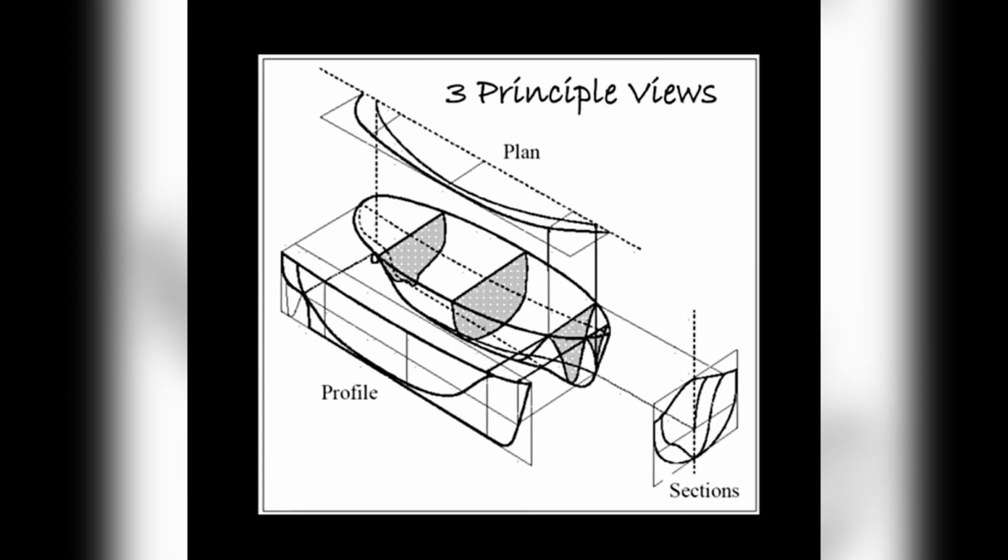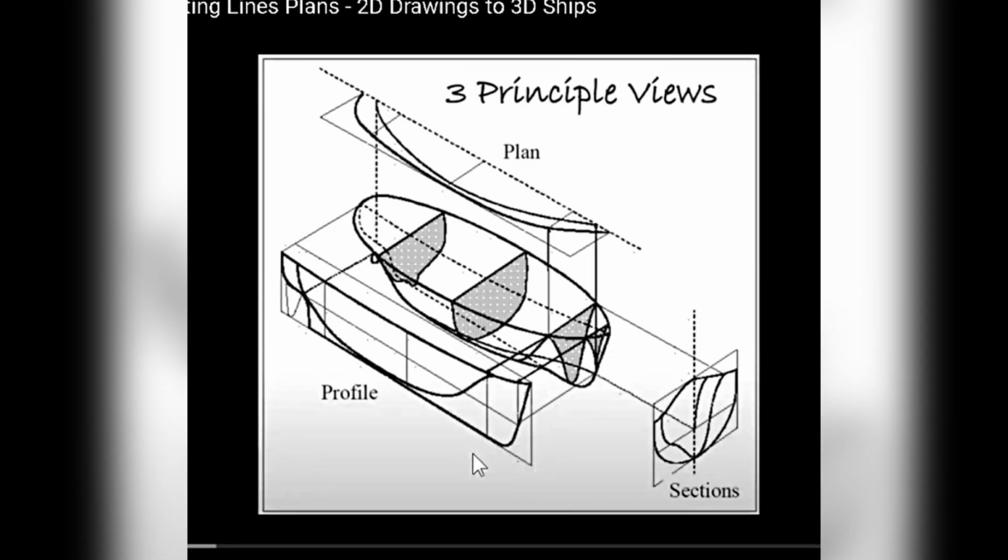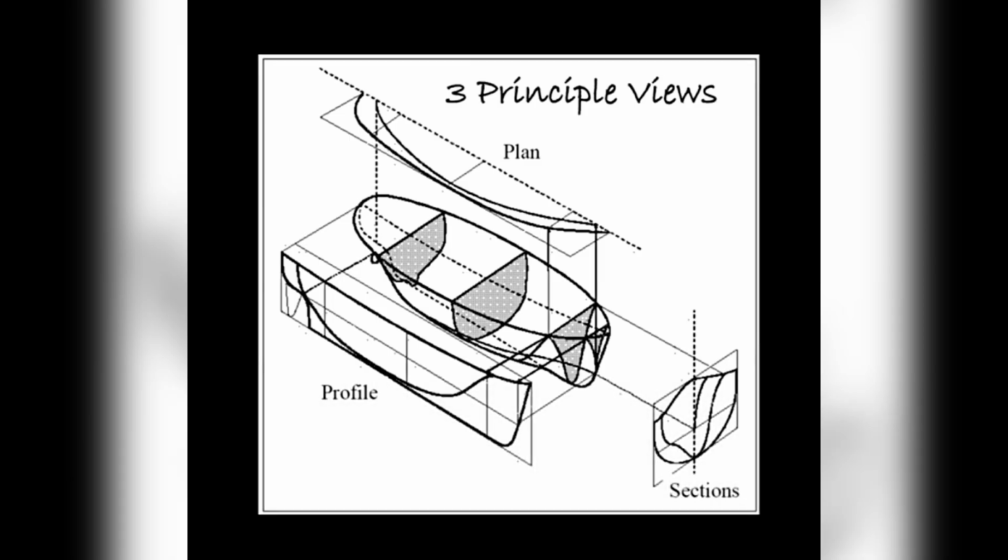A typical lines plan will have three different views. One is a profile view, which looks at the ship from the side. Then you have a plan view, also called a half breadth view, which looks from the top down. And you have a section view, also called a body plan view, which looks at the ship from the front and the back. With these three views, you can take a certain amount of measurements and essentially model the hull. So let's take a look at a real lines plan and see how everything works.